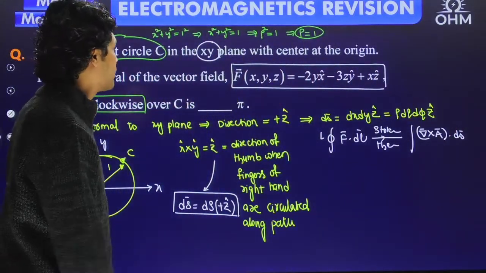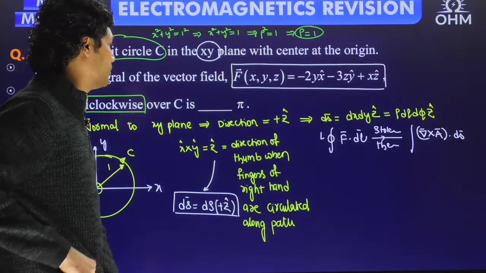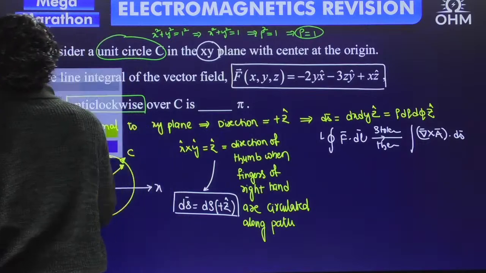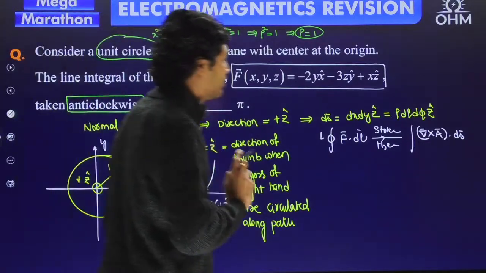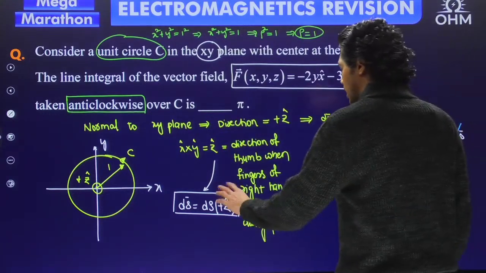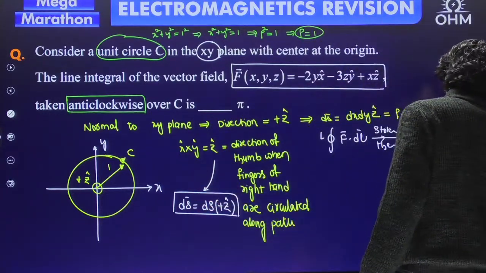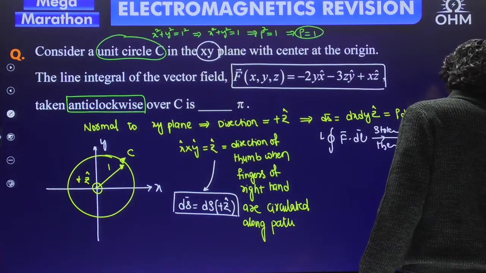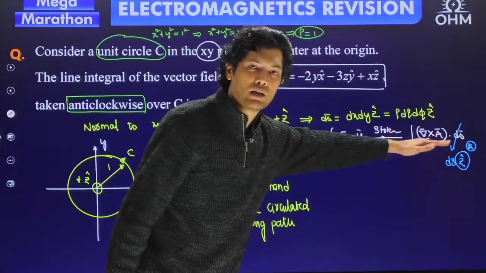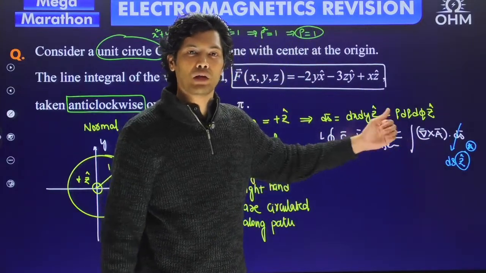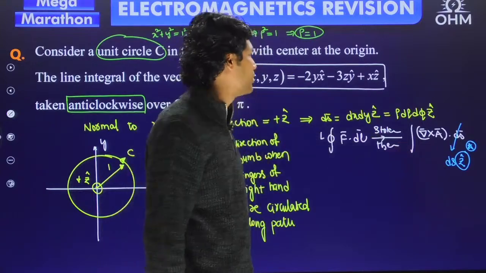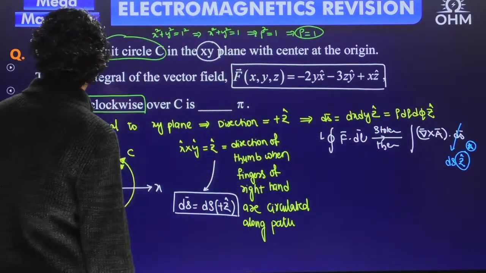So let us calculate the curl for the given vector field, and here we can be smart and save time, because I already have ds bar. I don't know the magnitude, maybe ds, but the direction is z cap. So whenever you are calculating curl, you don't have to waste your time calculating the x and y components. Directly you can go for only the z component of curl.